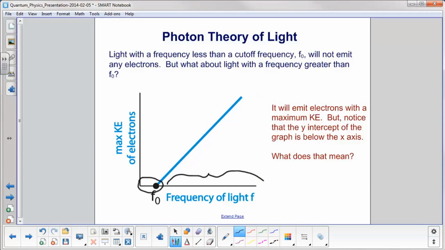But notice, where is the y-intercept of this line? Well, let's just extend it here. And we can see that it's intercepting the y-axis at a point less than 0. It's below the x-axis. What do you think that means?